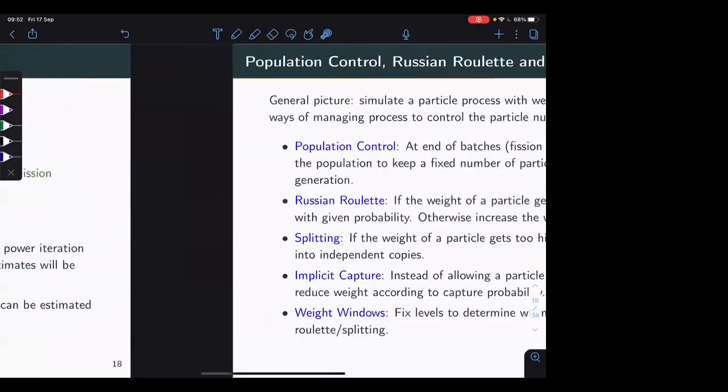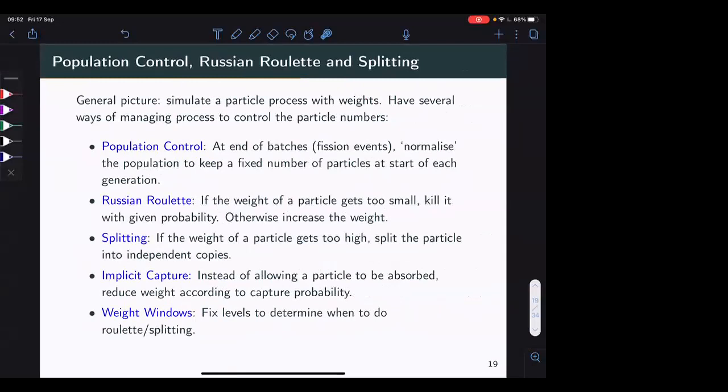So let me try and move on. What else do people do? There are lots and lots of other versions of variance reduction that go into this software.